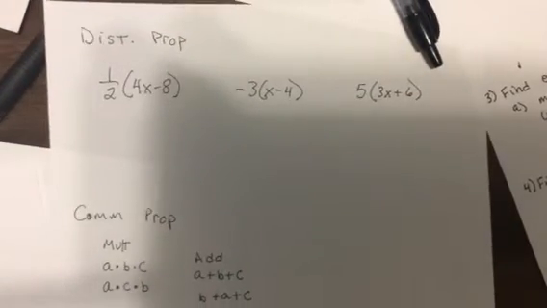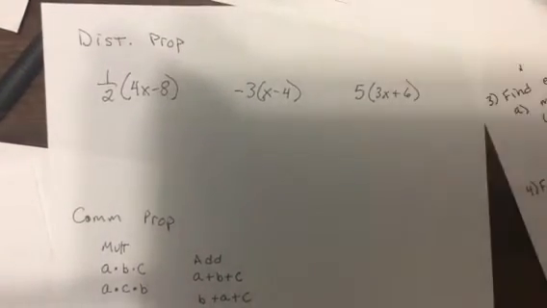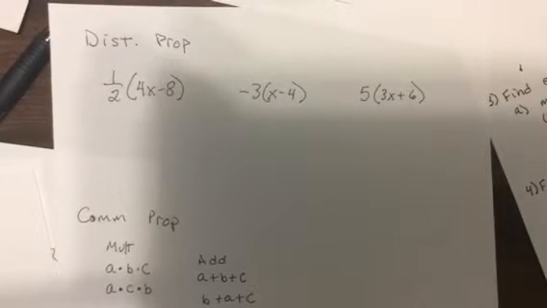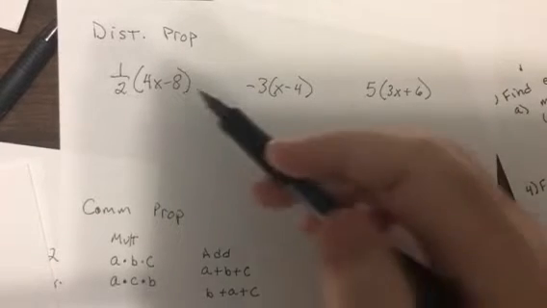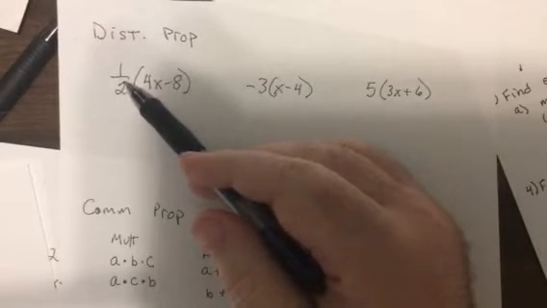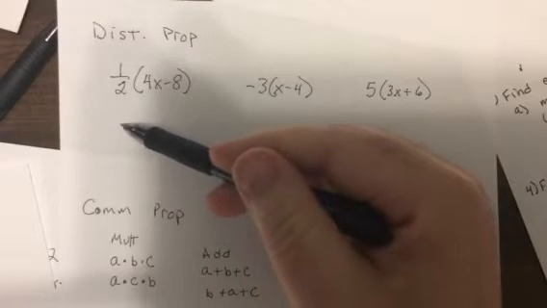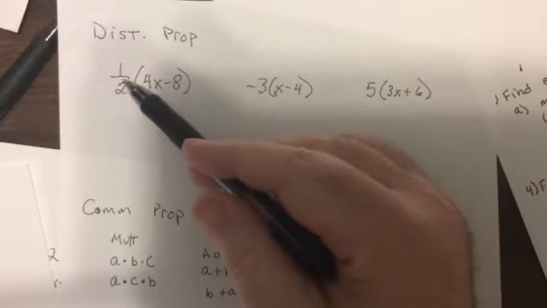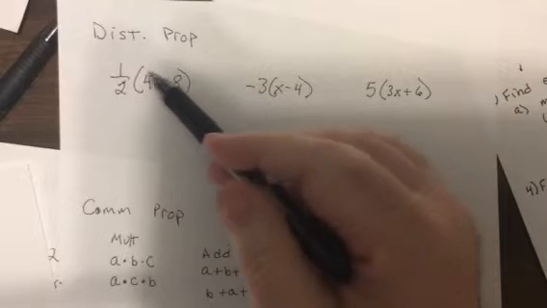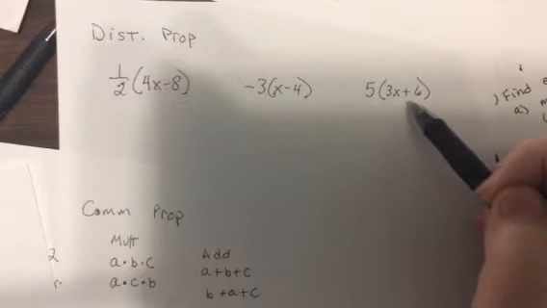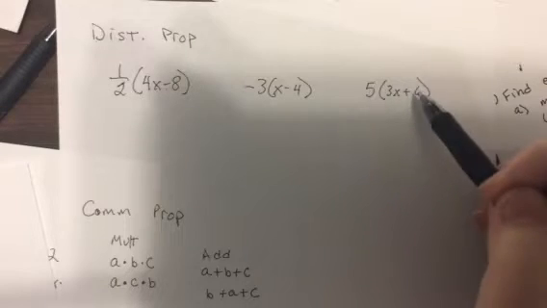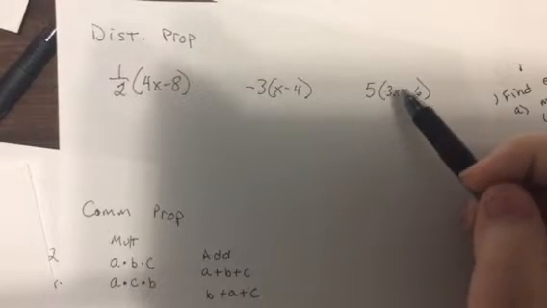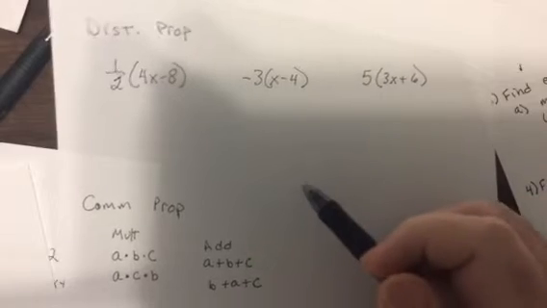Hey again. Let's talk about a couple more properties today. The first one, very important property, distributive property. Use this one a lot. And the distributive property says if you have a product of a difference or a product of a sum, you take this and distribute it or multiply it to every term in the sum or difference.